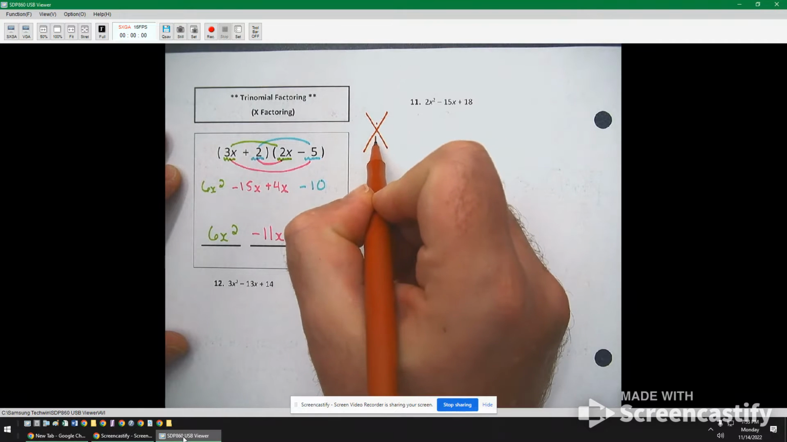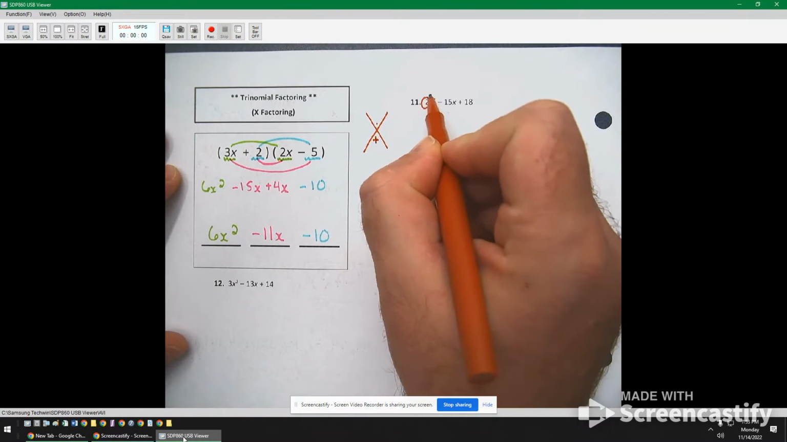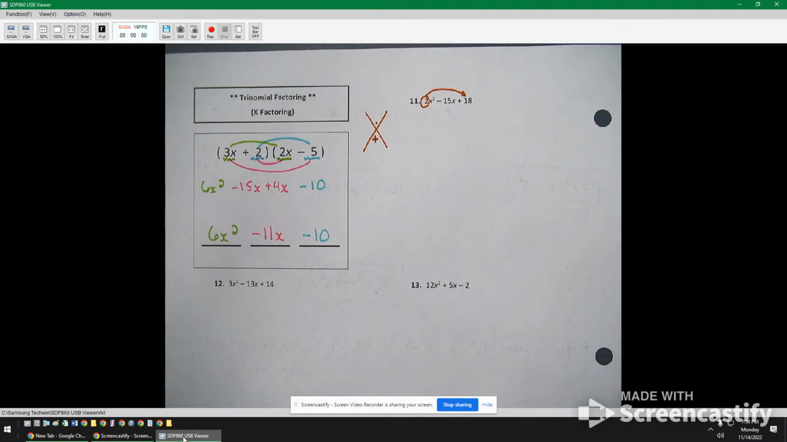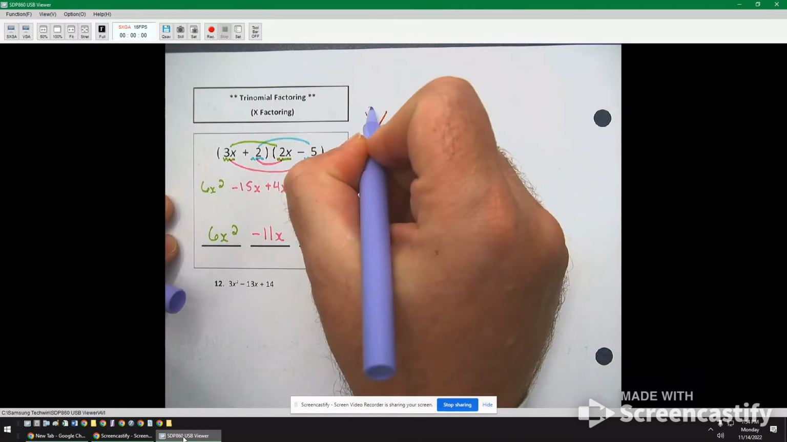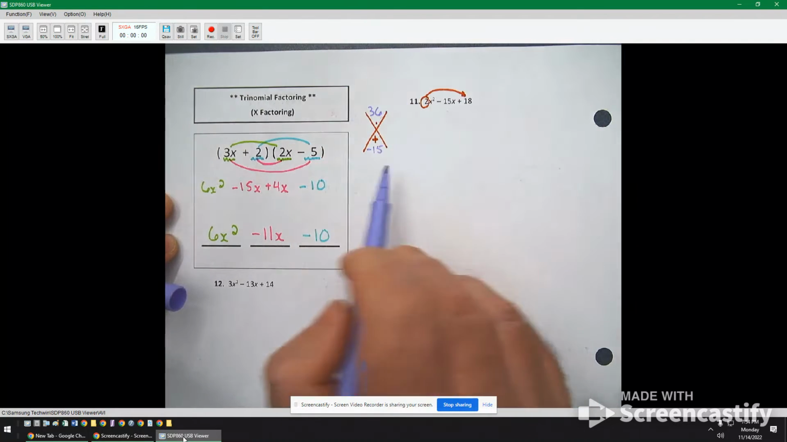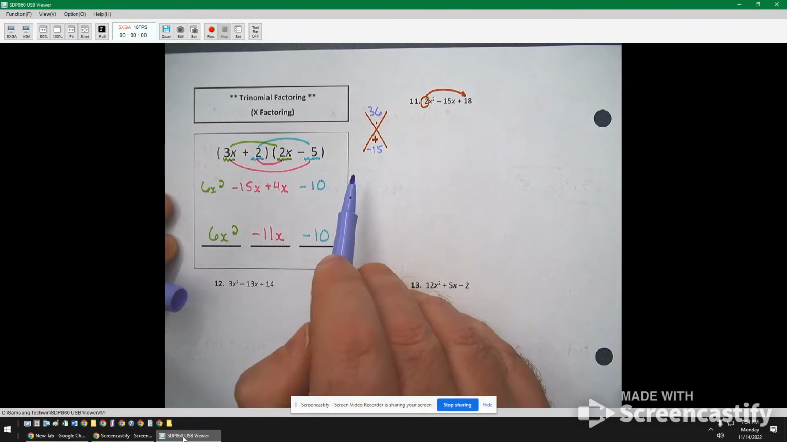So we're going to do this thing called an x factor. It's like a little puzzle to begin with. I start off by taking the first number, the leading coefficient, and multiplying it by the last. When we multiply those together, 2 times 18, we get 36. Whatever's in the middle goes in the bottom. Now, I'm trying to find two numbers that multiply to make 36 and add to make negative 15.